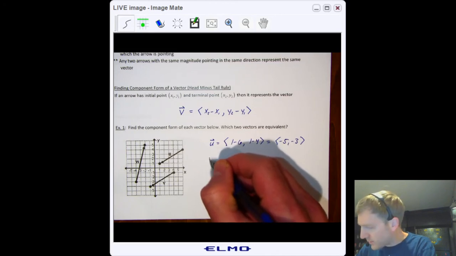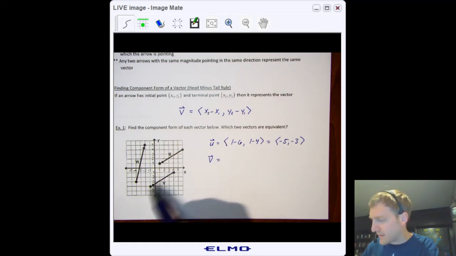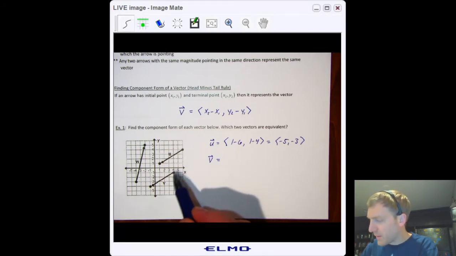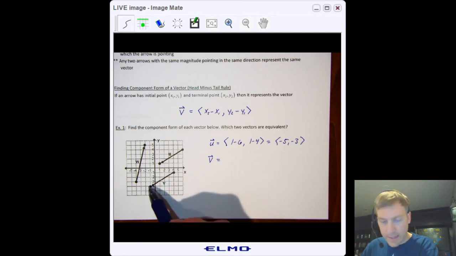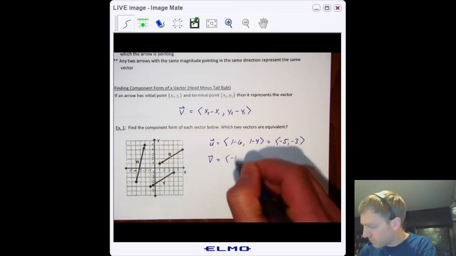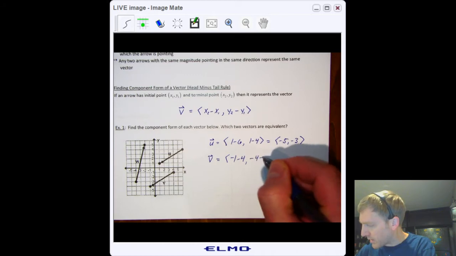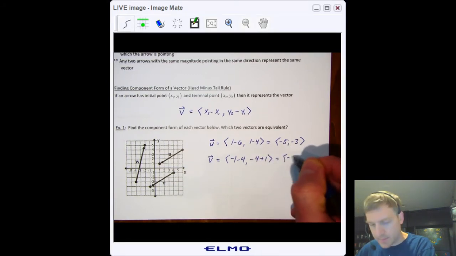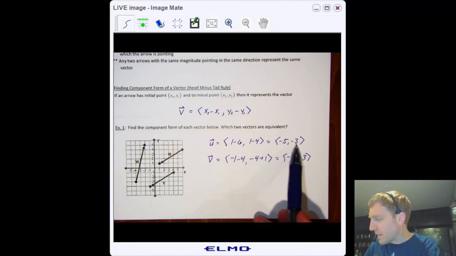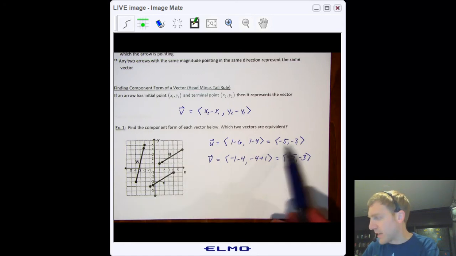Let's do next the vector v. Same thing: terminal point minus the initial point. It goes from 4, -1 to -1, -4. So we're going to do x2 minus x1, so -1 minus 4. And then y2 minus y1, so -4 minus -1, or -4 plus 1. So what's that going to be? -5, -3. Notice u and v have the same horizontal and vertical components, so those are the same vector. One more time, u and v represent the same vector because they have the same horizontal and vertical components.